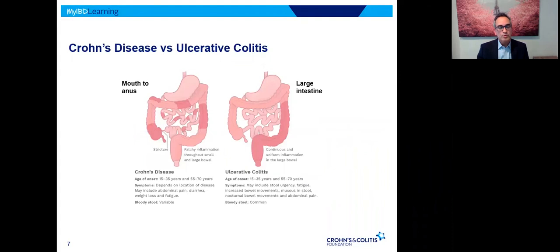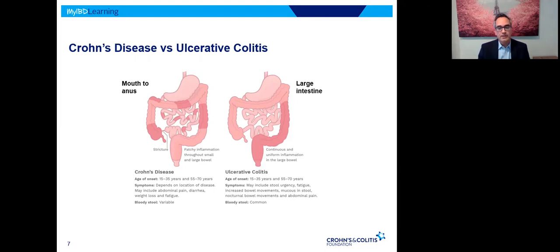So tackling the two types of inflammatory bowel disease, there are some subtle differences. Crohn's disease has an age of onset between age 15 and 35, and also a second peak around age 55 to 70, and it can involve anywhere from the mouth to the anus. Typically, symptoms depend on the location, so they include abdominal pain, diarrhea, weight loss, fatigue, and invariably we might see blood in the stools as well.